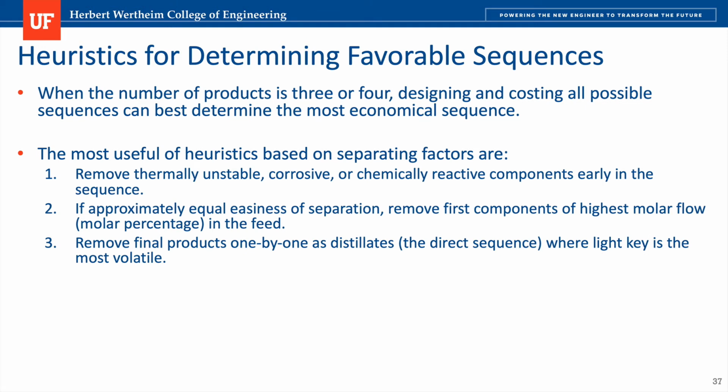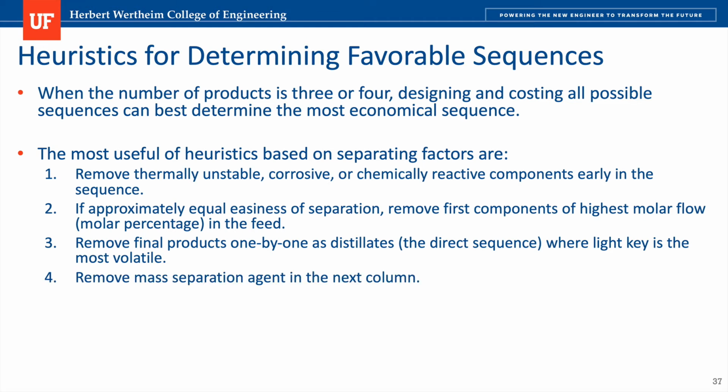Also, remove final products one by one as distillates. That is the direct sequence. That is what we prefer, where the light key is the most volatile. When you do that sequence I explained before, you are using lower temperatures because the top or the light components have lower boiling points than the heavier ones, which have high boiling points, meaning that you need to add a lot of energy to them. Also because the efficiency of the separation is better. However, this depends. It's not that one heuristic is the winner. You need to combine them and make sure that it makes sense for your design.